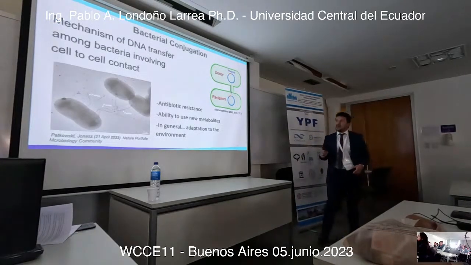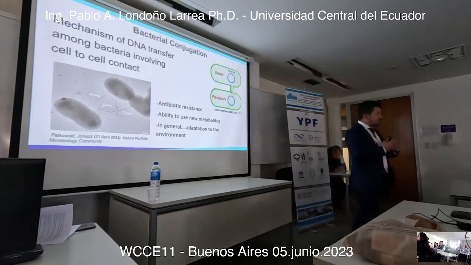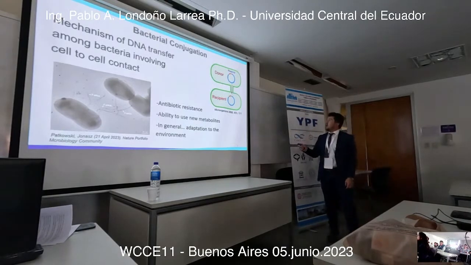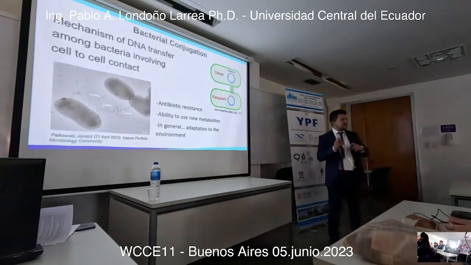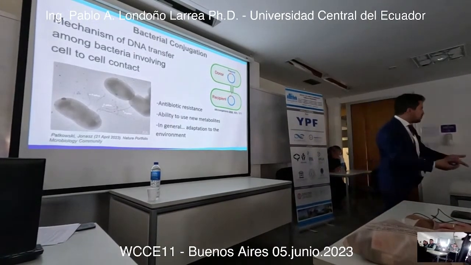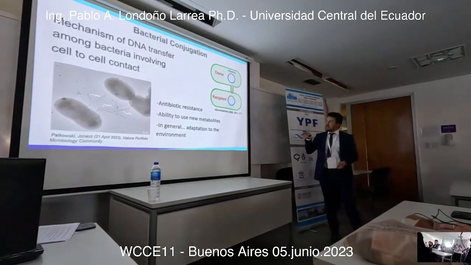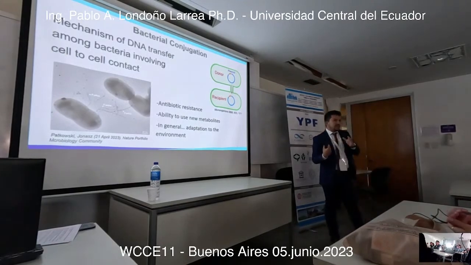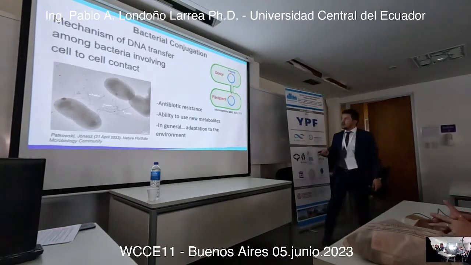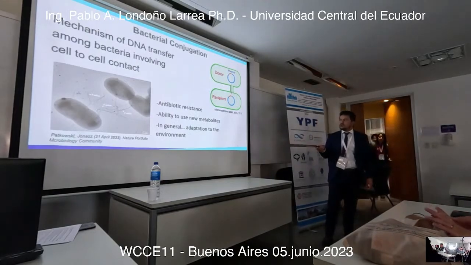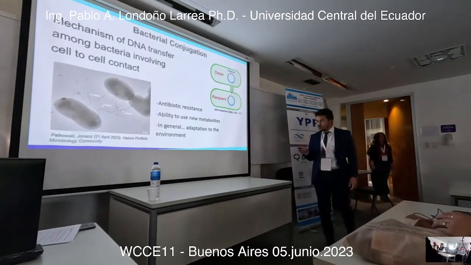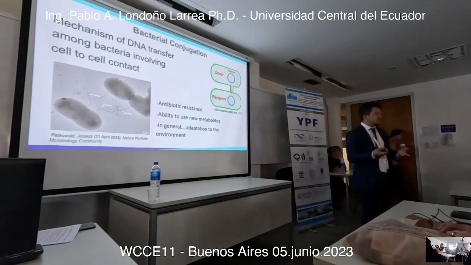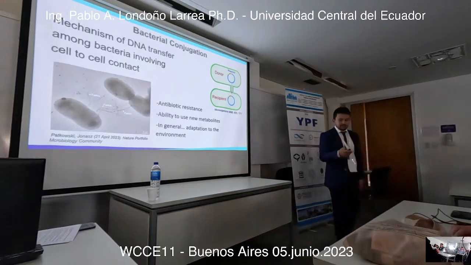Bacterial conjugation is a mechanism of DNA transfer between bacteria via cell-to-cell direct contact. In this case, we have a donor and a recipient. The donor has a plasmid, a small section of DNA that can be transferred to another bacterium, and the recipient receives that plasmid, and that small section of DNA gets attached to the DNA of the recipient. That has information about antibiotic resistance, ability to use new metabolites, and in general, adaptation to the environment. So this mechanism is very useful for bacteria to survive.